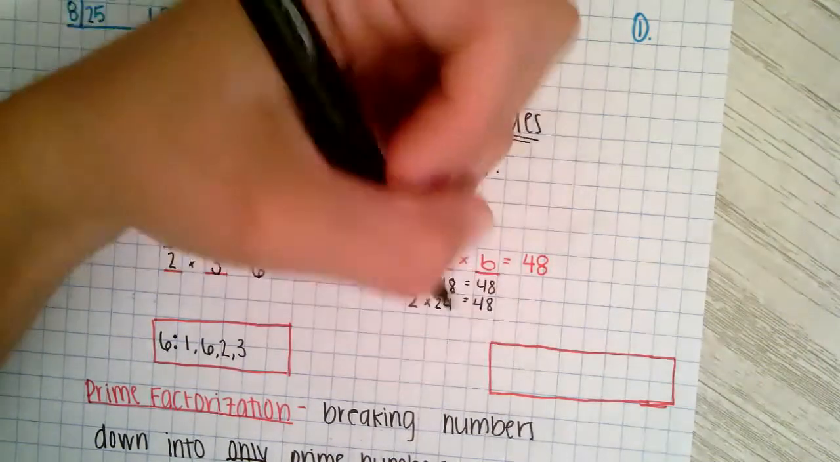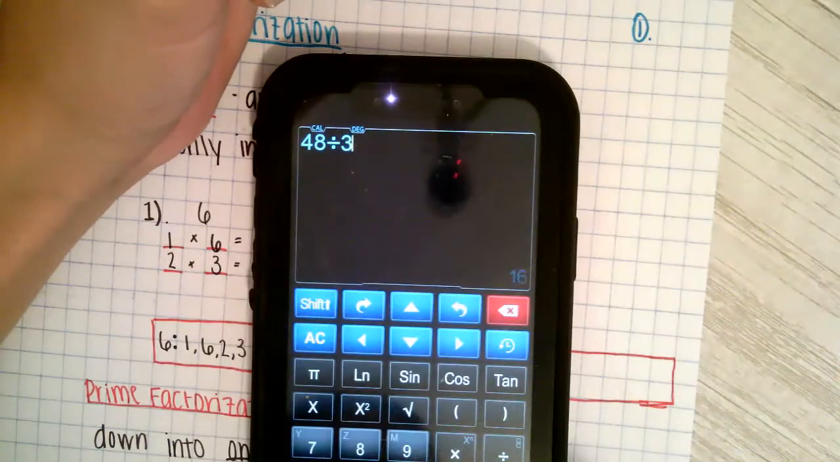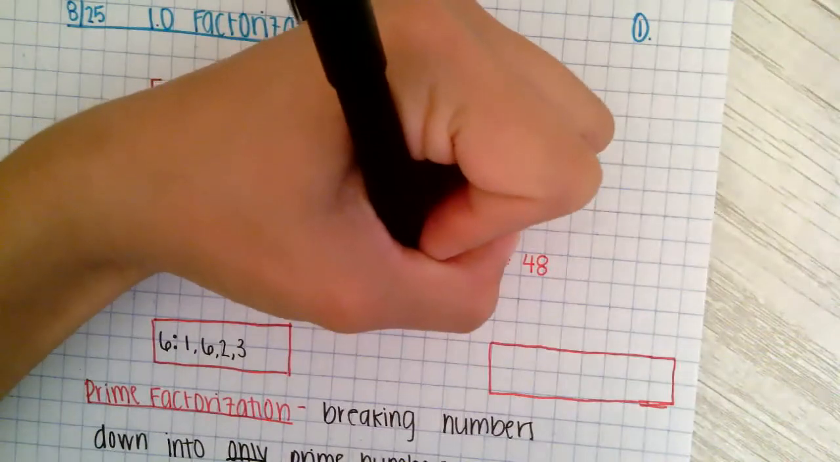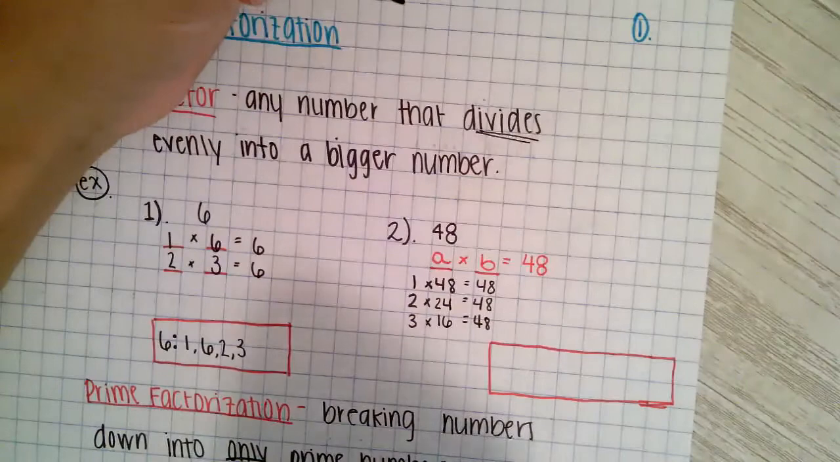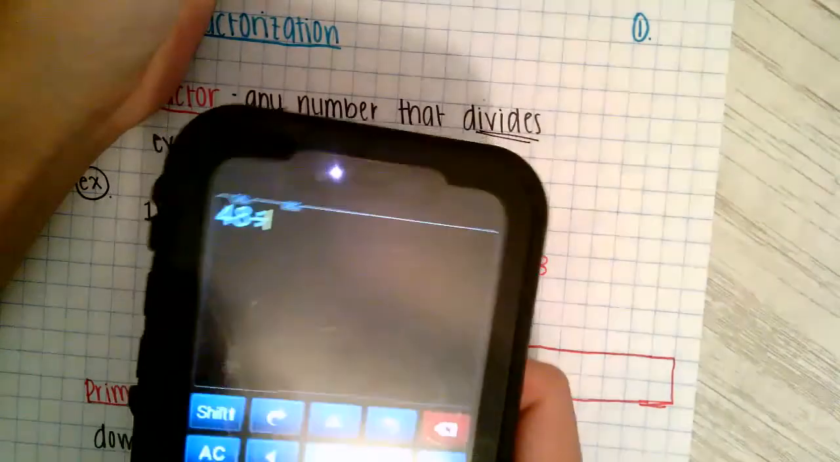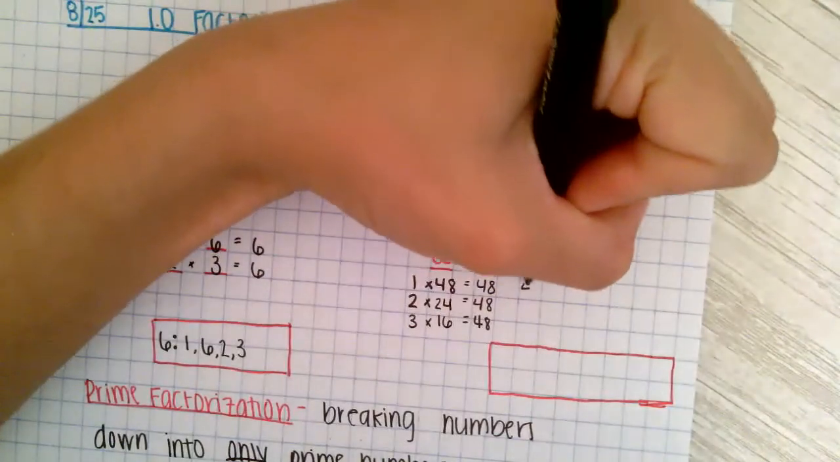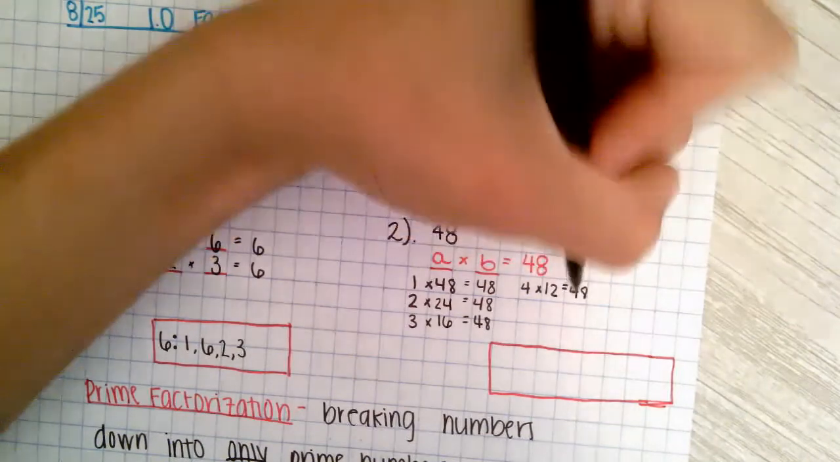2 times 24 is 48. I'm going to keep going. Let me try 3. 48 divided by 3, that works. That's a whole number. 3 times 16 is 48. And I'm going to keep going. 48 divided by 4. That works. 4 times 12 is 48.